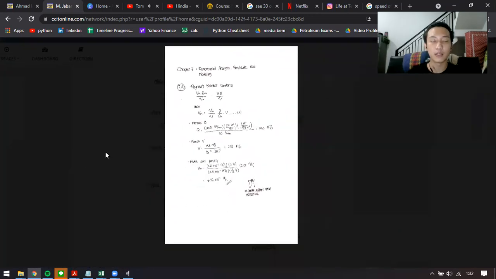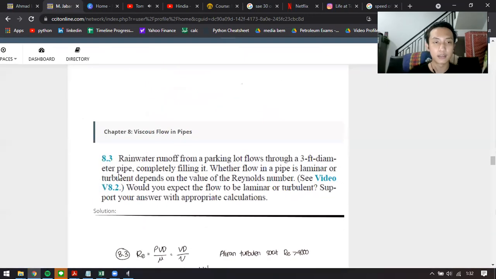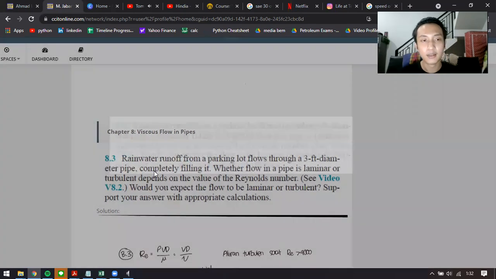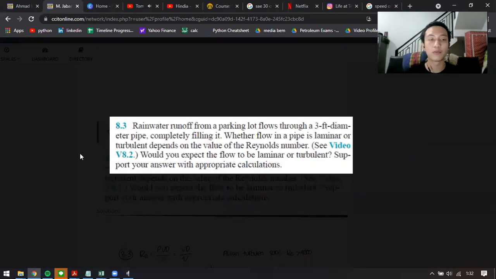Next, we jump on chapter 8, called Viscous Flow in Pipes. In this chapter, I'm working on problem 8.3. The problem is: rainwater runoff from a parking lot flows through a 3 feet diameter pipe, completely filling it.